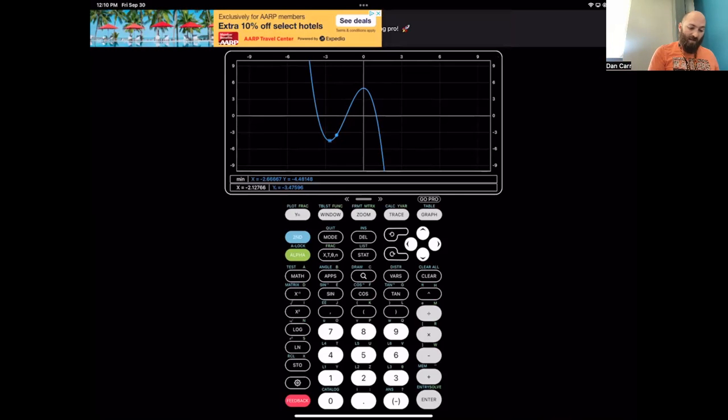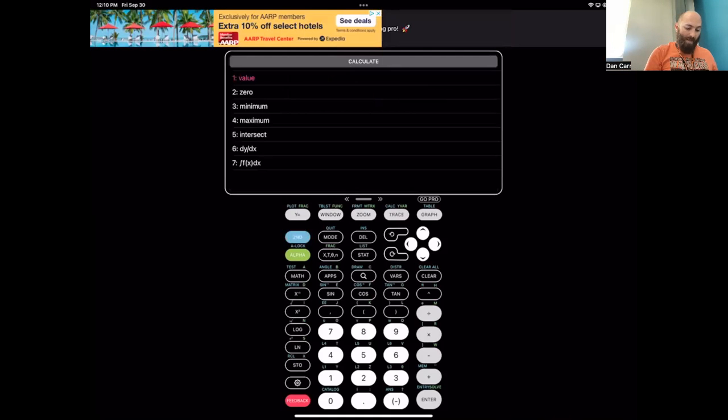I'm going to do the same thing on the other one. But this time when I go to the calc menu, because it has the mountain shape, I'm going to go to maximum, number 4.